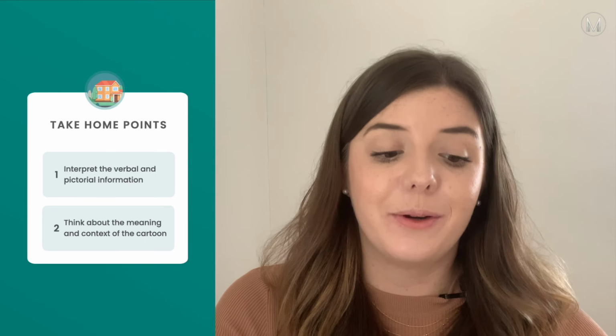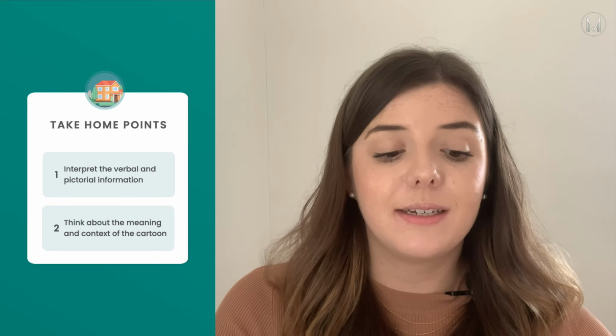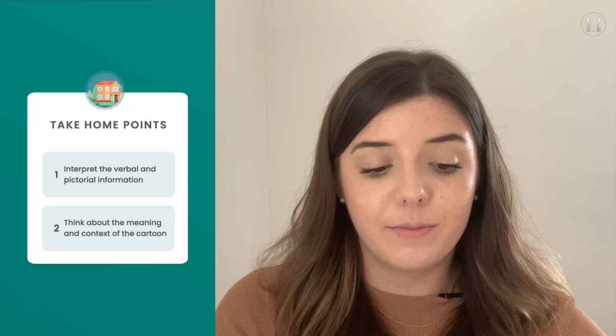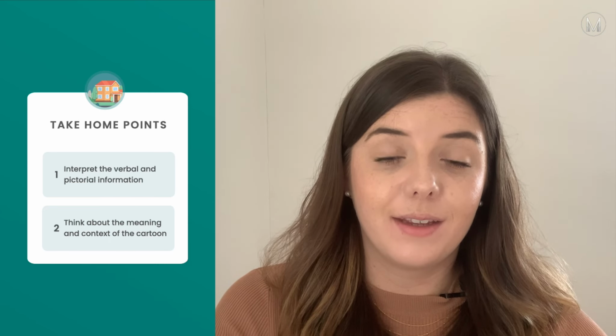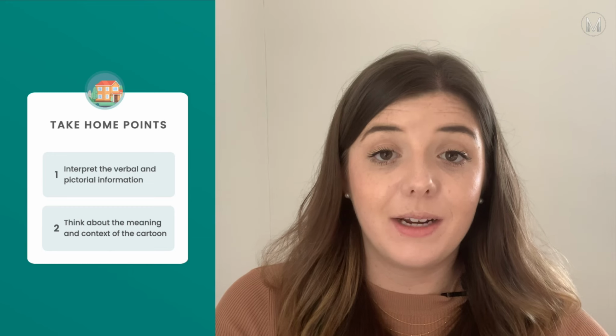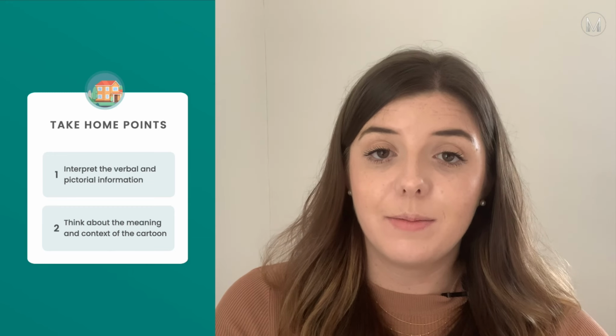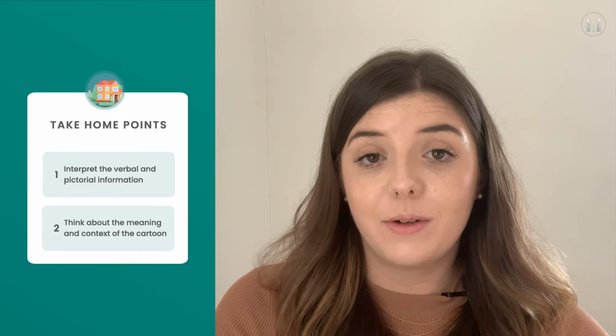Now for your take-home points. Firstly, make sure to interpret the verbal and pictorial information and think about the meaning and context of the poem. Definitely take a moment whenever you're presented with a cartoon to have a think about these and look at all of the things that we've been talking about.